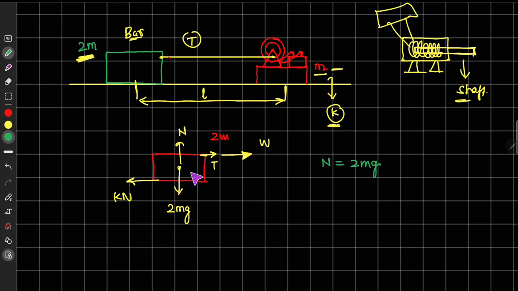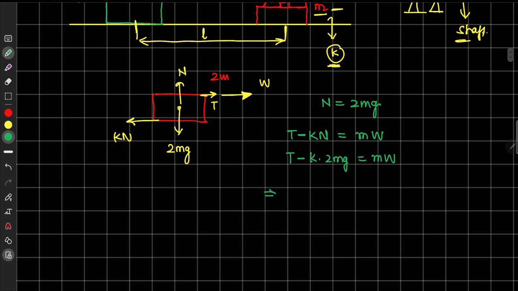If we write the forces in the horizontal direction, then we can write T minus K into N is equal to mass into acceleration, that is T minus K into 2mg is equal to 2m into w. So from here we find that the tension force in the thread is equal to 2kmg plus 2mw. So this is the tension force we got.